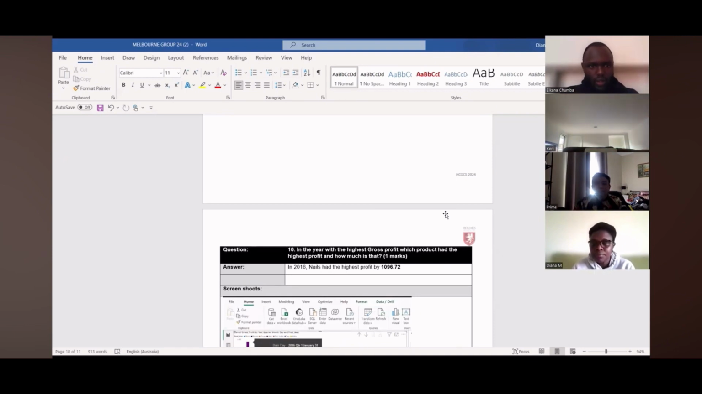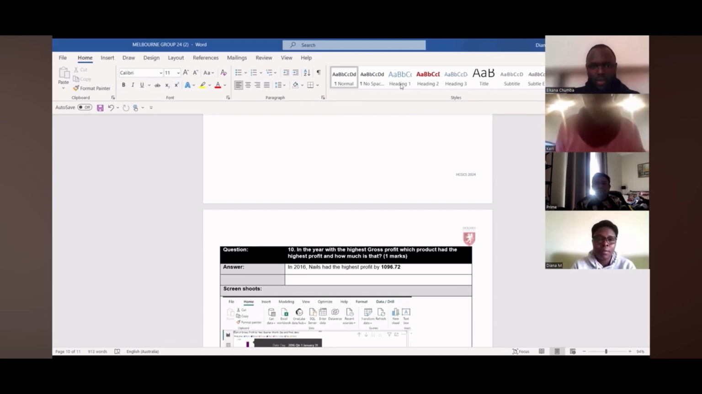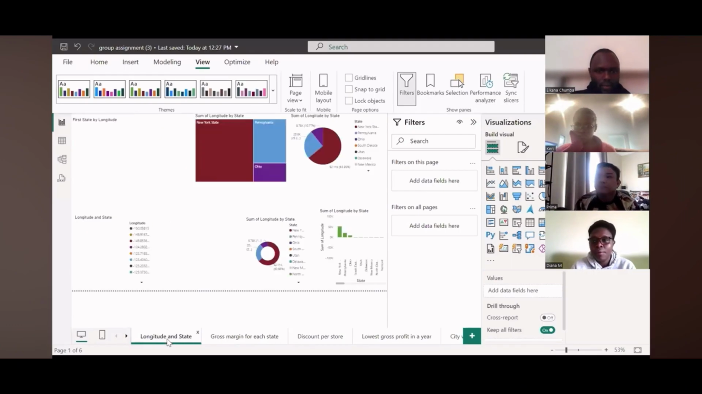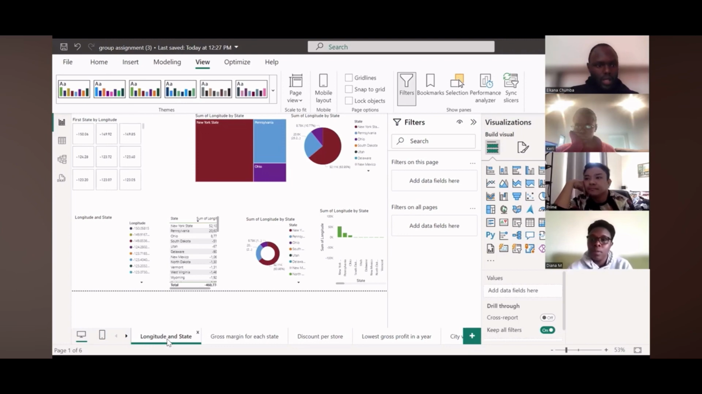And I'm going to do the Power BI presentation of the interactive dashboards to show us how data is being analyzed and done in Power BI. Okay, so we are going to do longitude and state by this data that we've been provided, to analyze it and provide at least 7 visuals.